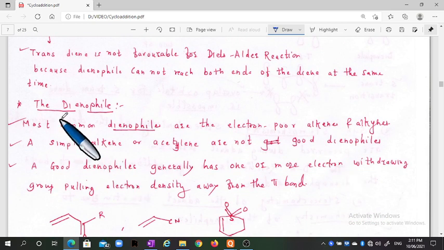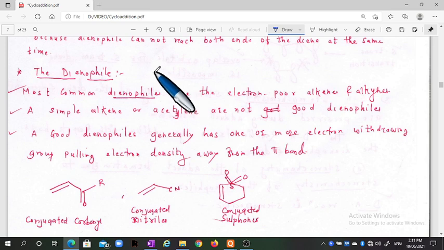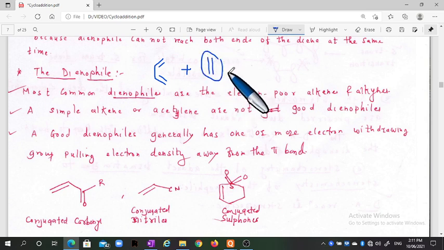The first is our butadiene, this is our diene system, and plus we have this dienophile system. This system is called the dienophile system. We can write here, this is the dienophile. We will discuss this dienophile.